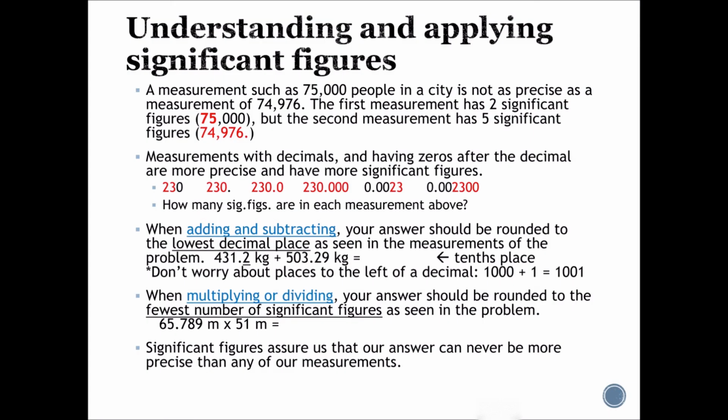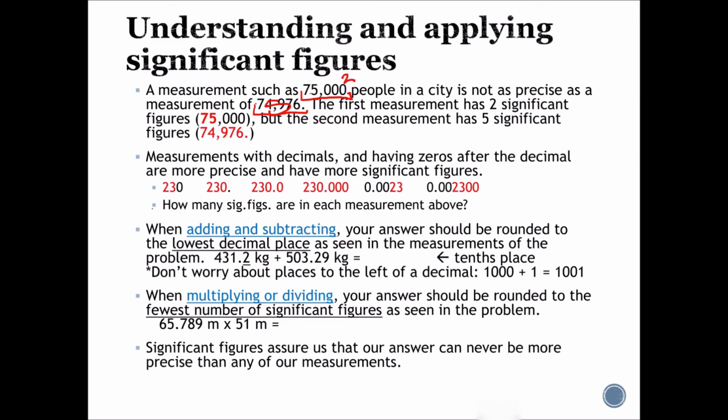Now let's understand and apply why significant figures are important. As we said, a value that has no decimal is a rounded value. For example, 75,000 people in a city is not as precise as saying there are exactly 74,976 people in the city. So the first measurement has 2 significant figures, and the second one has 5.